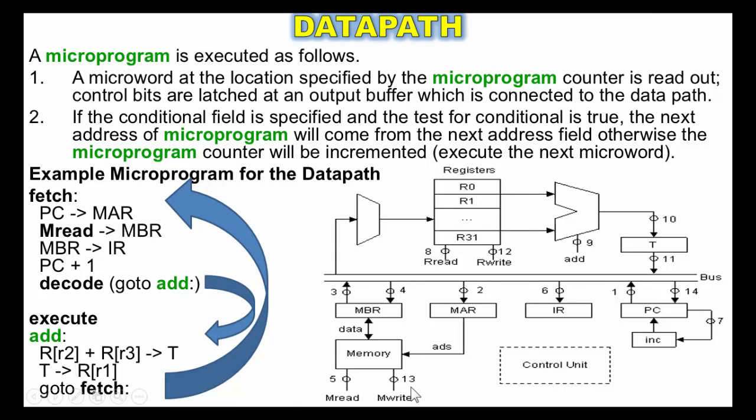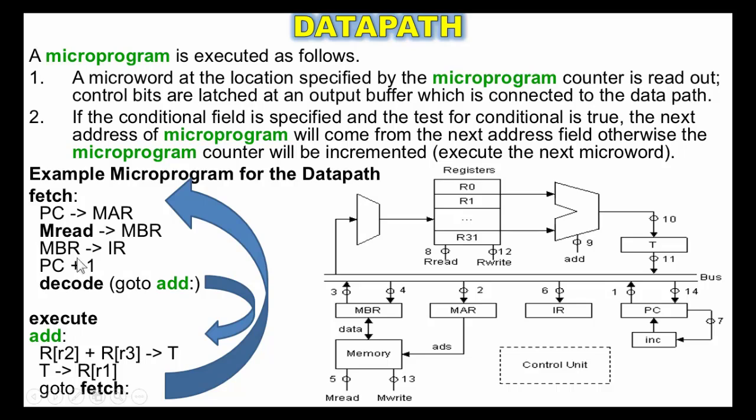Number 1. A micro word at the location specified by the microprogram counter is read out. Control bits are latched at an output buffer which is connected to the data path. Number 2. If the conditional field is specified and the test for condition is true, the next address of the microprogram will come from the next address field. Otherwise, the microprogram counter will be incremented to execute the next micro word.